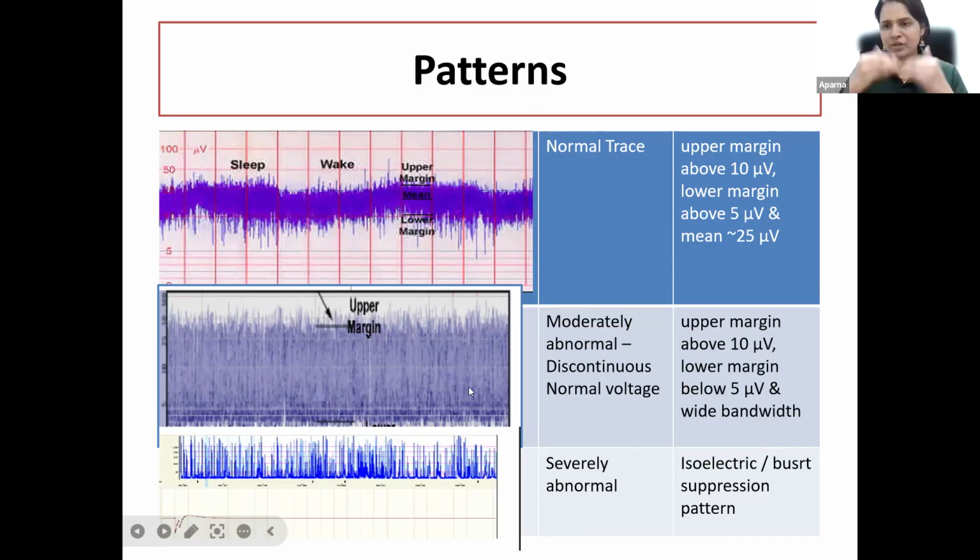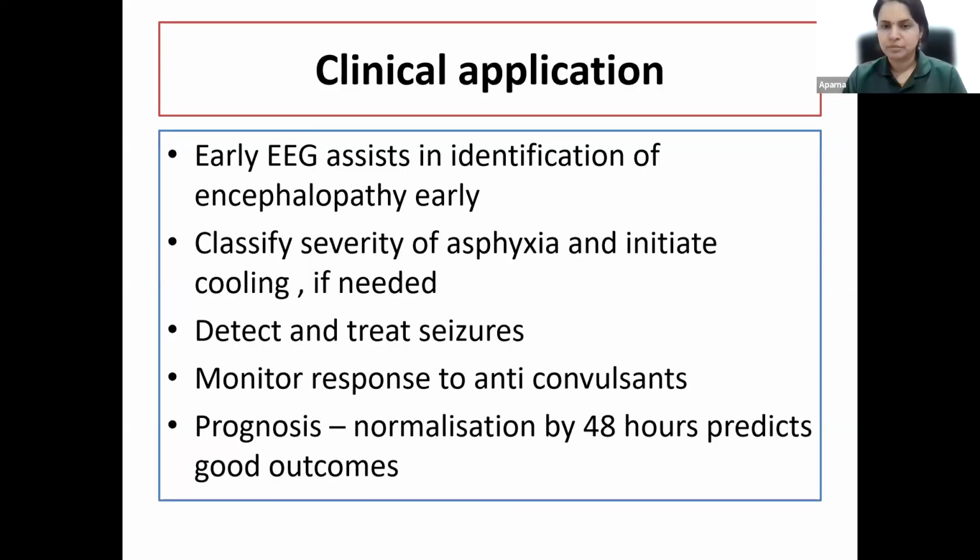So here the lower margin drops down, but the upper margin is still above 10, resulting in a wider bandwidth than usual. This is called a discontinuous normal voltage EEG. In a severely abnormal pattern, which can be an isoelectric or burst suppression pattern, the lower as well as the upper margins have come down very low, but we see occasional bursts of high amplitude, which are seen in the AEG waveform. And this is called a severely abnormal pattern.